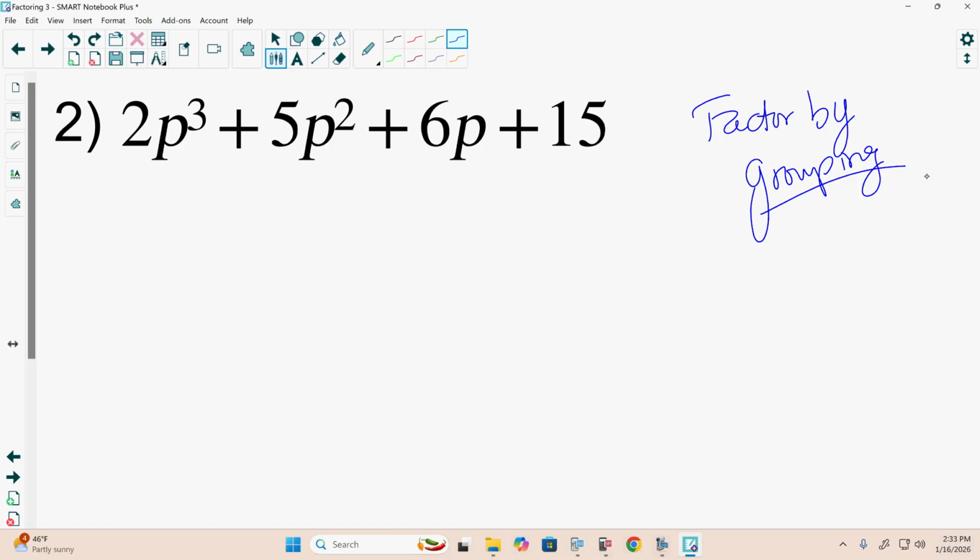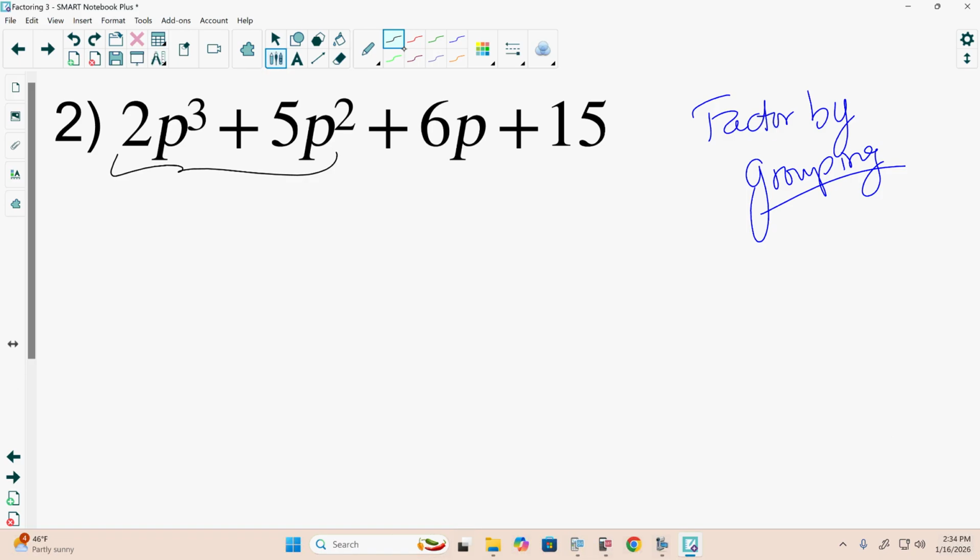And to do that, we're going to group 2 of the terms together and group the other 2. We're going to group them in even amounts. So I'm going to group 2p cubed and 5p squared. I'm doing this to try to make it a little more manageable, a little bit easier to work with. And I'm going to look for a common factor between 2p cubed and 5p squared.